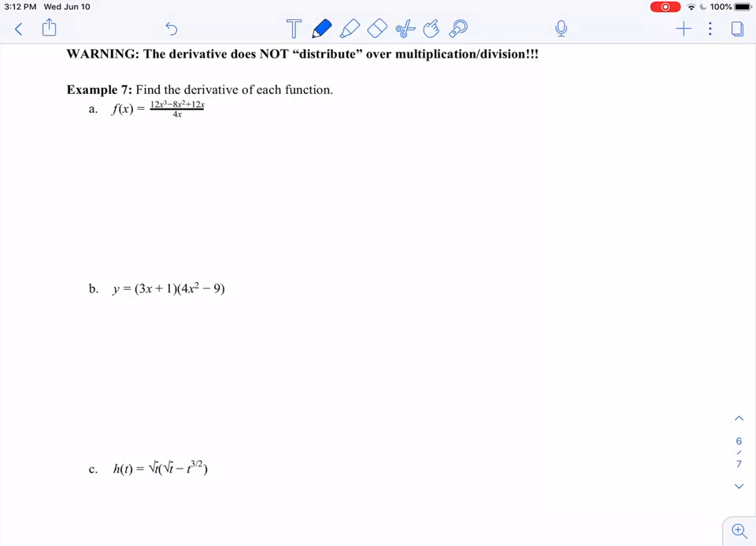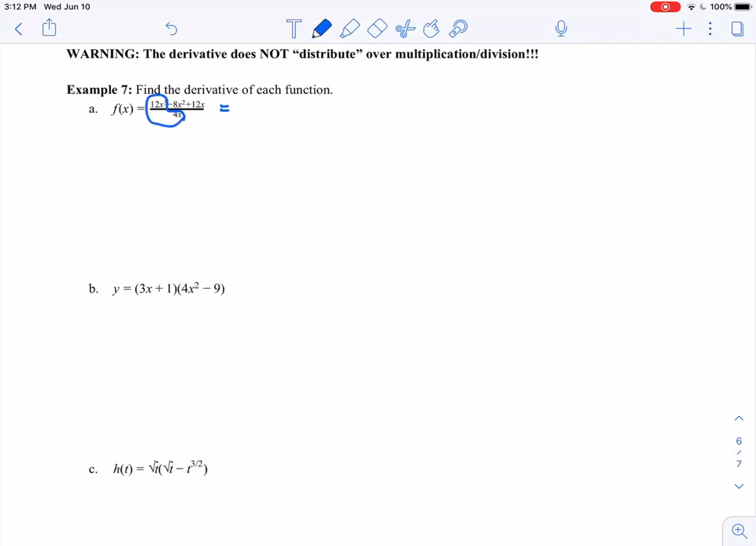Now I can't just take the derivative of the numerator and the derivative of the denominator, and I'll show you why in just a second. Right now, I want to think about how I can rewrite f of x so that it doesn't have any sort of division happening. You wouldn't normally write it this way, but I'm going to peel this off into three separate fractions.